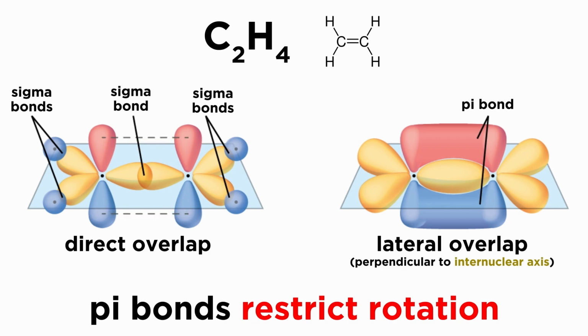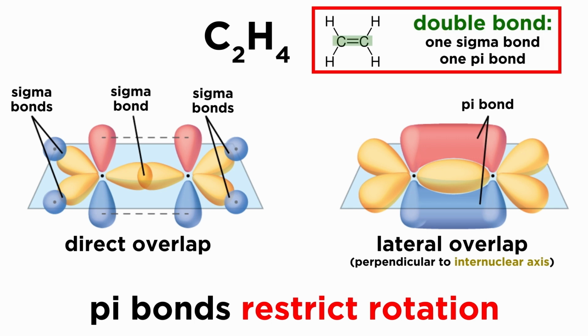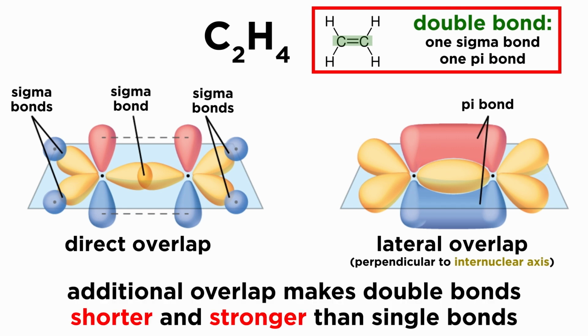So, rotation is restricted around pi bonds and therefore double bonds, because any double bond consists of 1 sigma bond and 1 pi bond. We should note that carbon-carbon double bonds are both shorter and stronger than single bonds due to the additional orbital overlap provided by the pi bond, although not precisely twice as strong since the lateral overlap of the pi bond is not as significant as the direct overlap of the sigma bond.